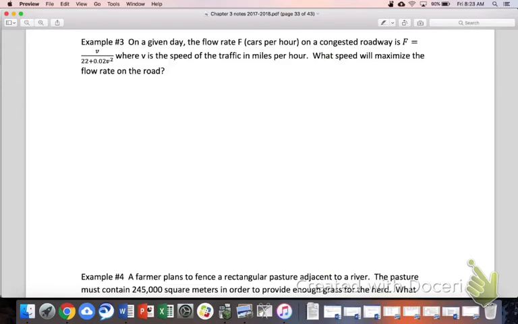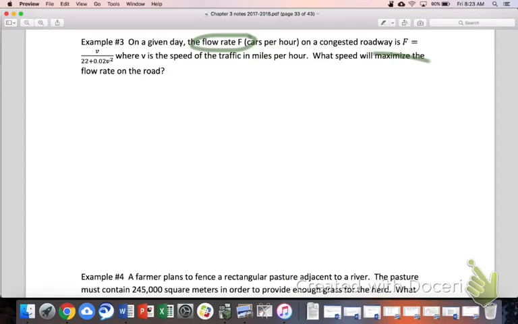Good discussion. Questions for me, questions for each other. So let's try to clear this up, and then I'll let you guys finish. Most of the questions that I got, most of the discussions that I heard, revolved around this idea right here. We're trying, of course, to maximize. That's not much of a mystery. But then the question was, hey, wait a minute, isn't that F equation already a rate? And it is, isn't it? It even says the flow rate, F in cars per hour, is that equation right there.